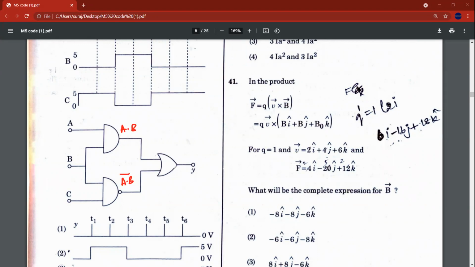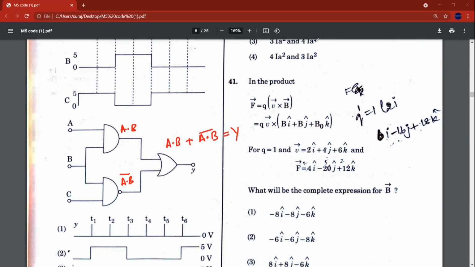Okay, this will be A dot B plus, this is an OR gate, right? A dot B whole bar. This is Y. So with this, at least two to three outputs you should see. After finding that, we'll get the correct answer.